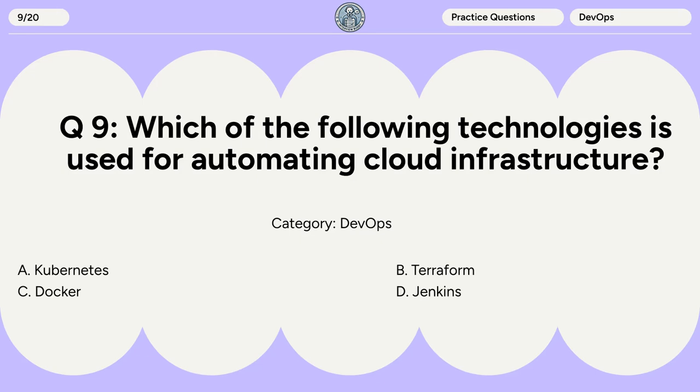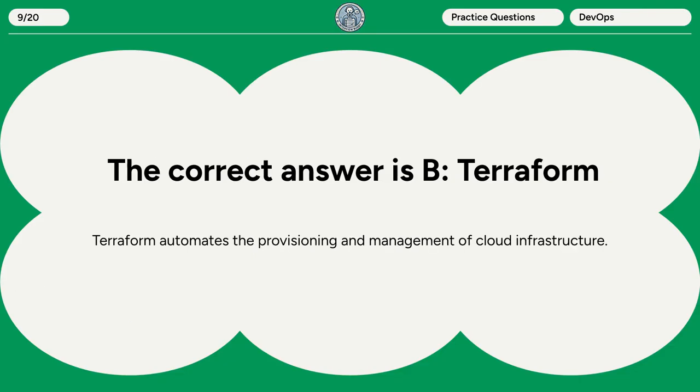Question 9. Which of the following technologies is used for automating cloud infrastructure? A. Kubernetes. B. Terraform. C. Docker. D. Jenkins. The correct answer is B. Terraform. Terraform automates the provisioning and management of cloud infrastructure.